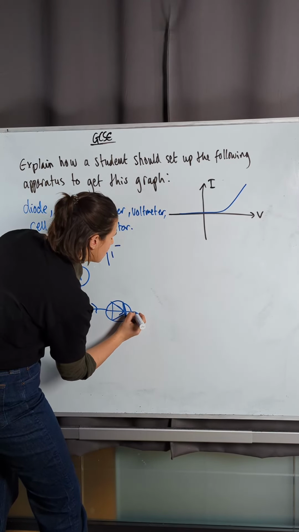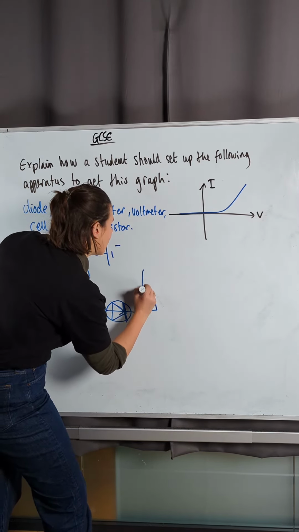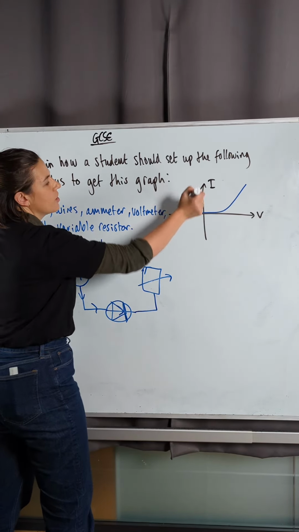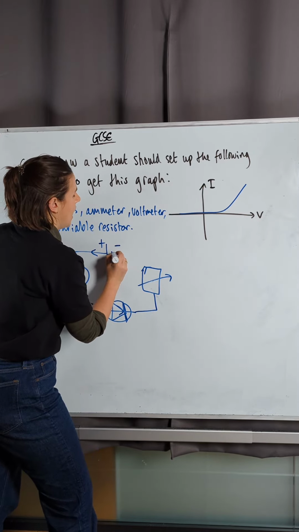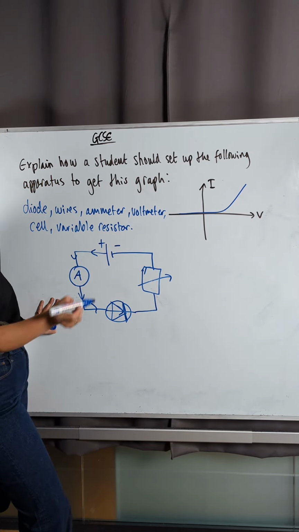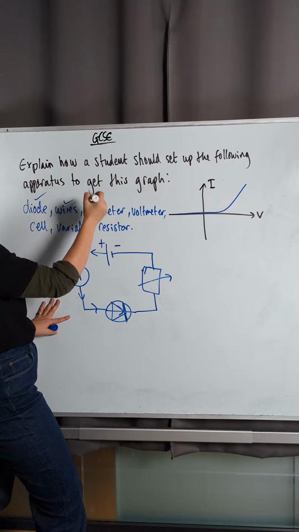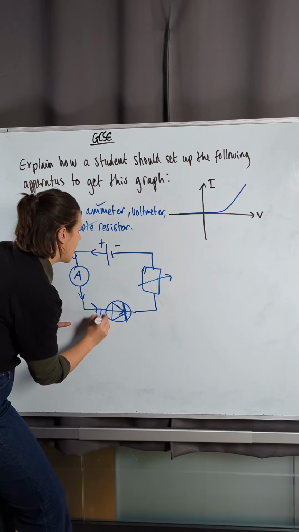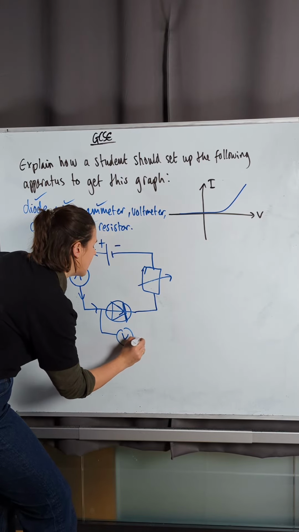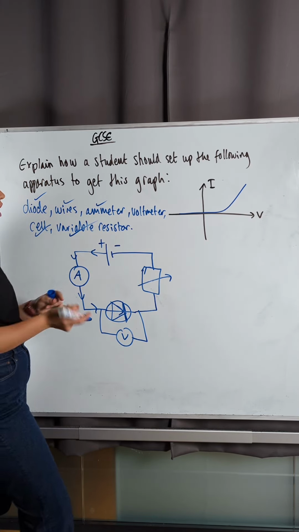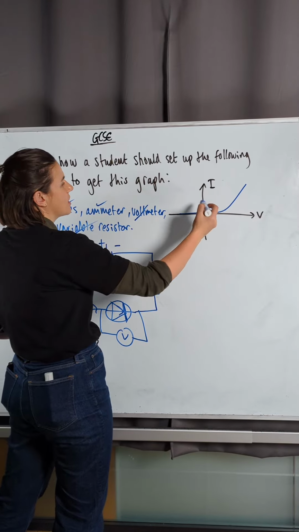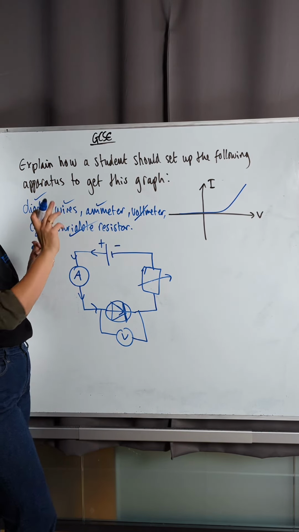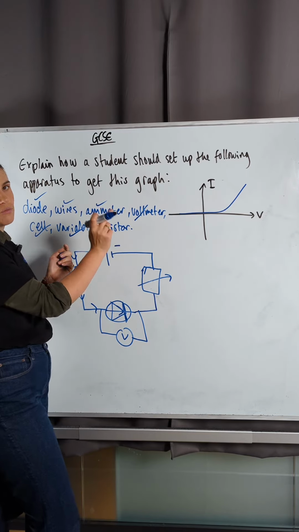Right, next up, I need a variable resistor so I can get varying current, so I can change the current. And I'm going to connect that back to my cell. So I've got a diode, I've done wires, I've done an ammeter, I've done a cell, and I've done a variable resistor. And finally, I need to pop a voltmeter in here across the diode to measure the potential difference to get these values.